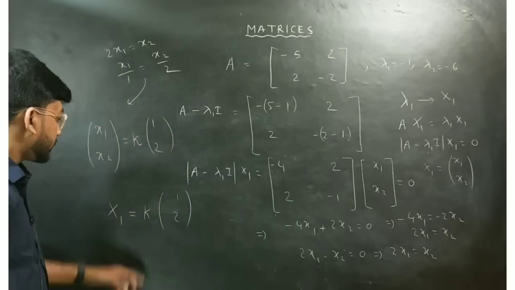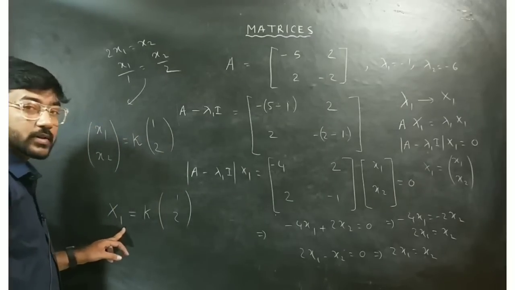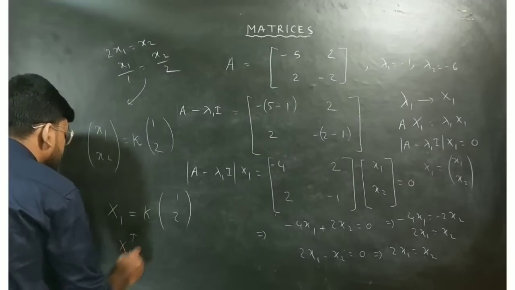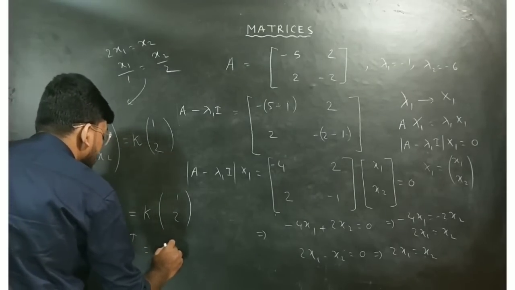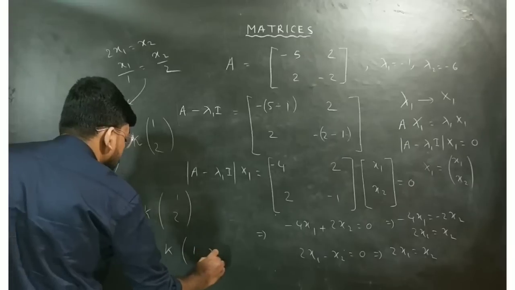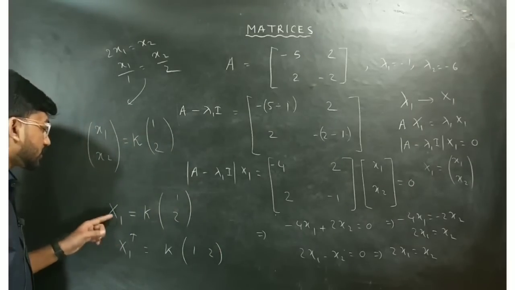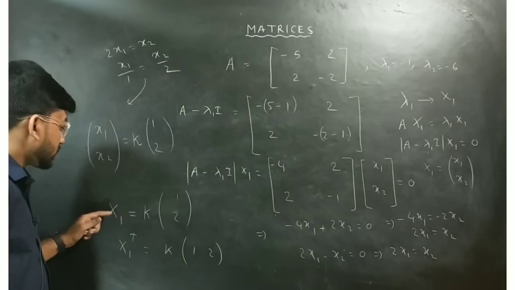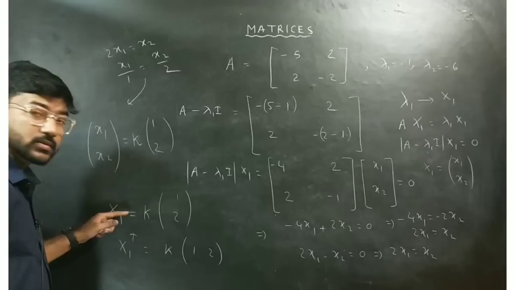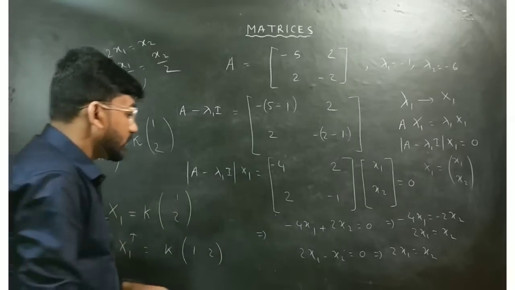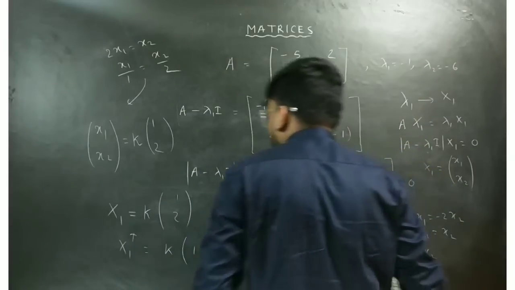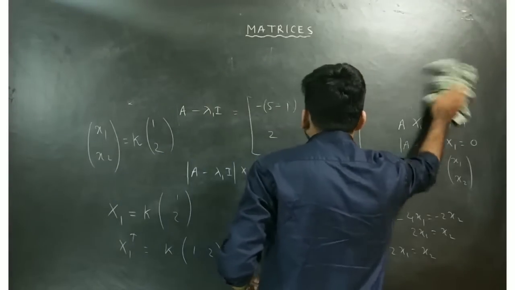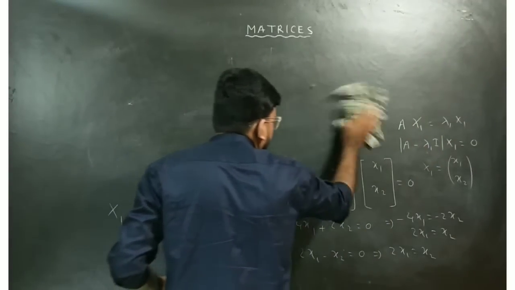Now if you want to find out the value of k, you have to use the normalization condition for x1. So if this is x1, then your x1 transpose will be nothing but k times 1 2. Now if you use x1 transpose x1, that will be identity. If you want to normalize this vector, then you have to use that x1 transpose x1 is equal to nothing but I. So let us find out the eigenvector in the normalized form.